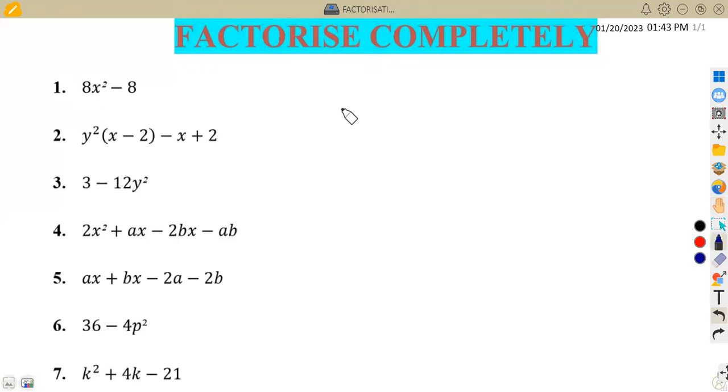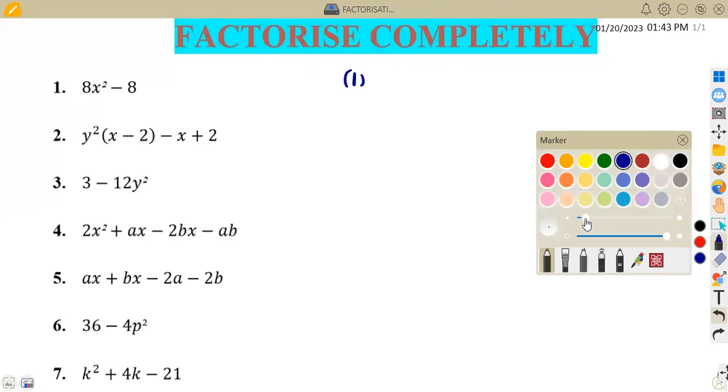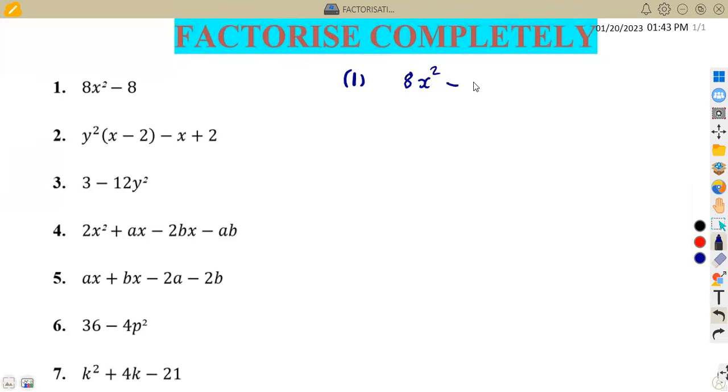On question number 1, we are given to factorize completely 8x squared minus 8. Okay, so that's what you're given in this case. Factorize completely. Remember on your factorization, what you need is to factor out the highest common factor, provided that there is a highest common factor.